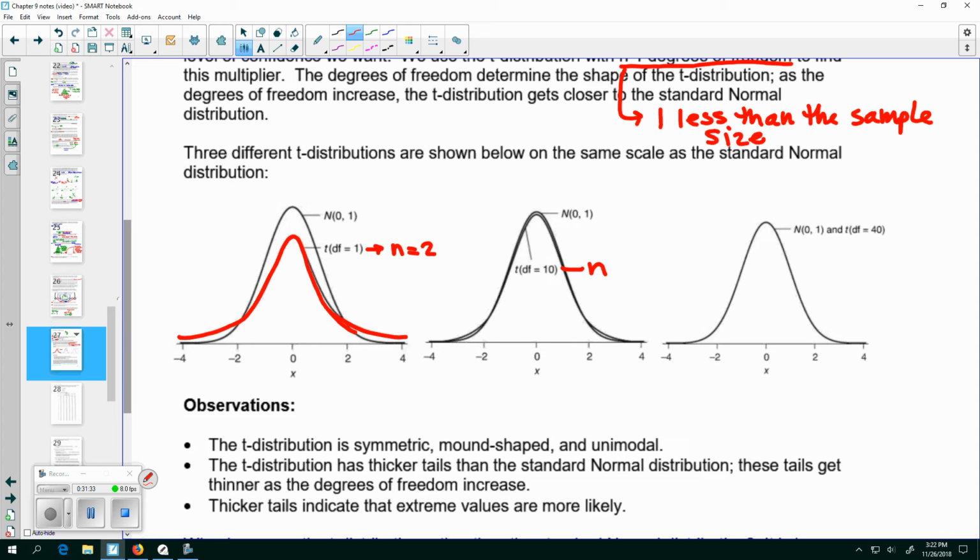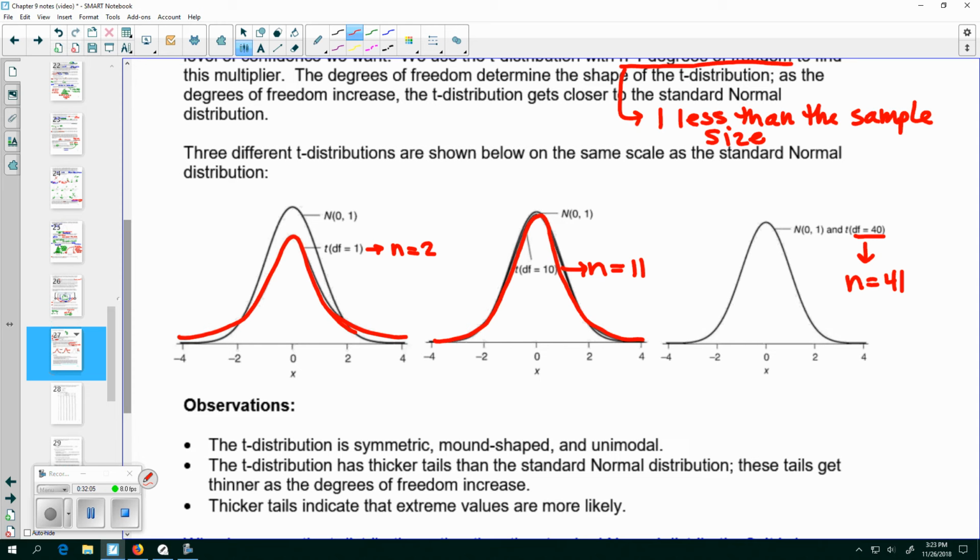Here, if we go up to a sample size of 11, 1 less than that gives us the degrees of freedom of 10. Notice the tails are still a little bit thicker, but it's a lot more similar to the standard normal distribution. And they're getting so close together that I can't really draw it. In fact, when we get up to degrees of freedom of 40, which means our sample size was 41, we can't tell them apart anymore. They look fairly similar, at least to the naked eye.